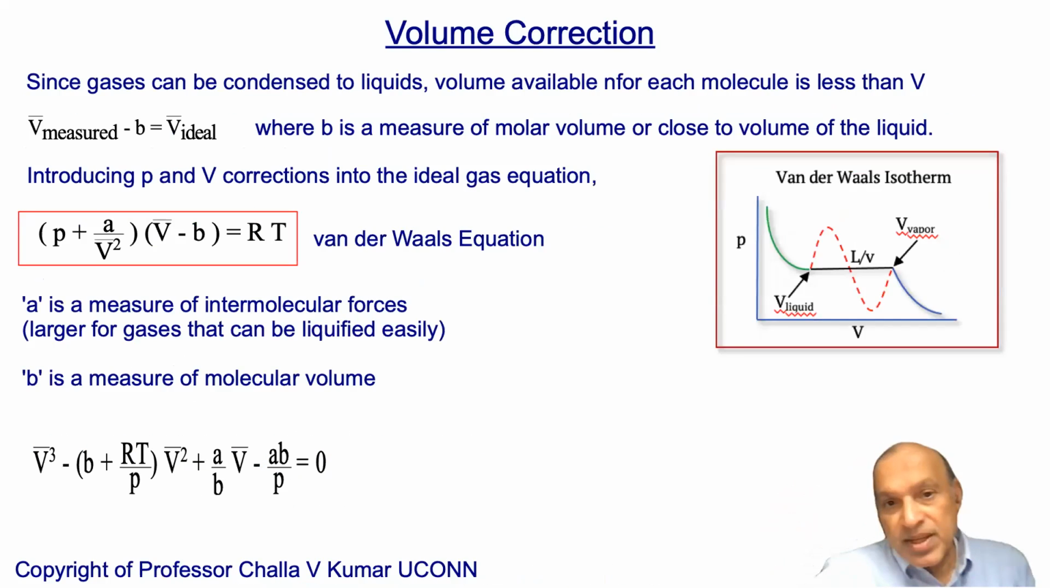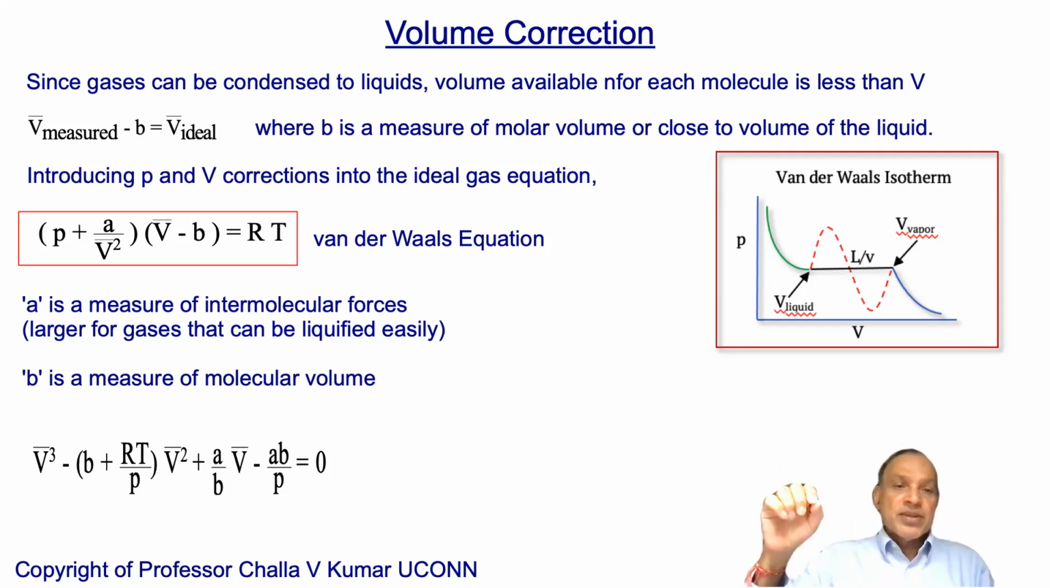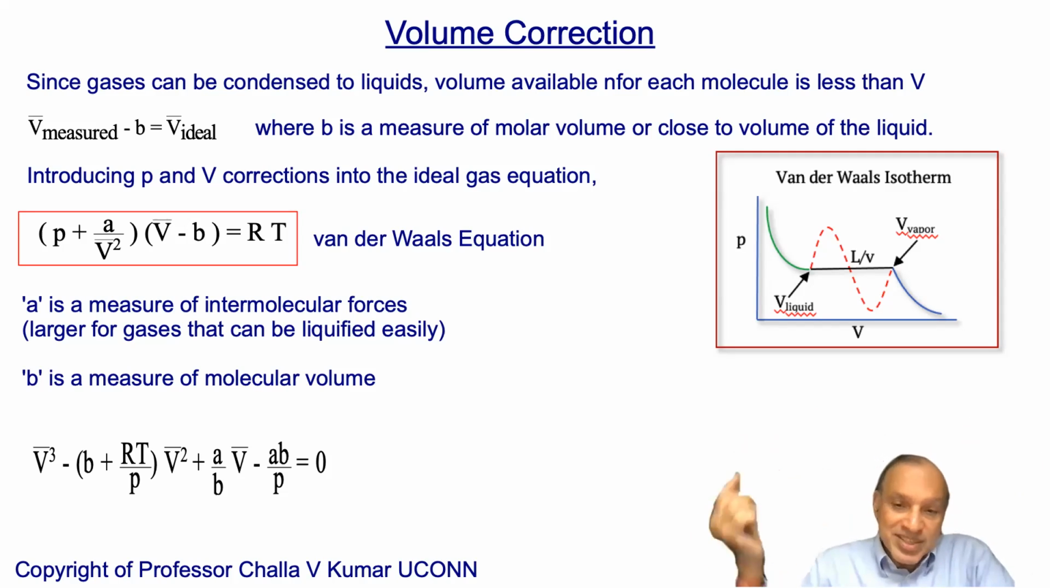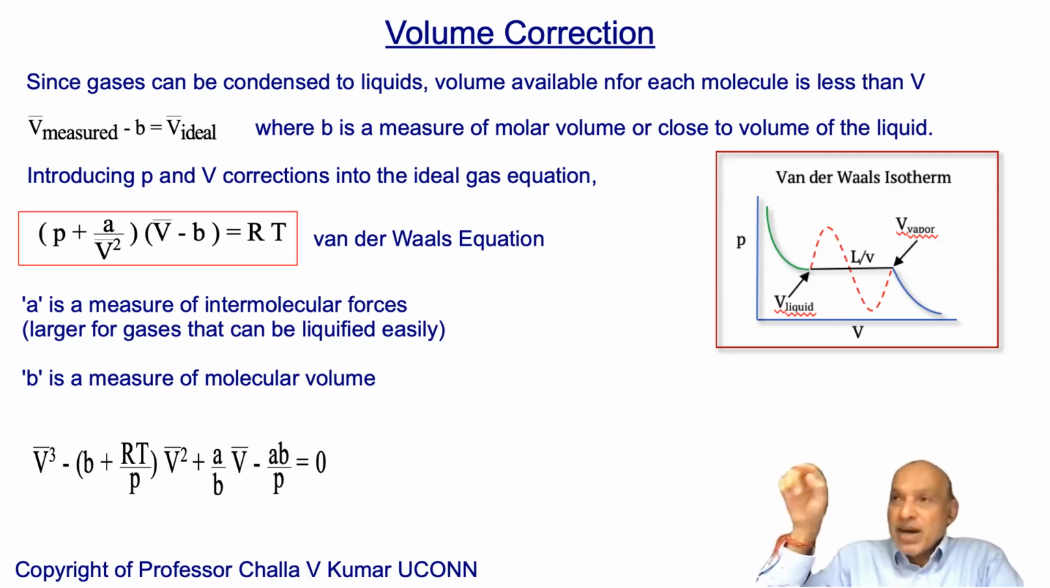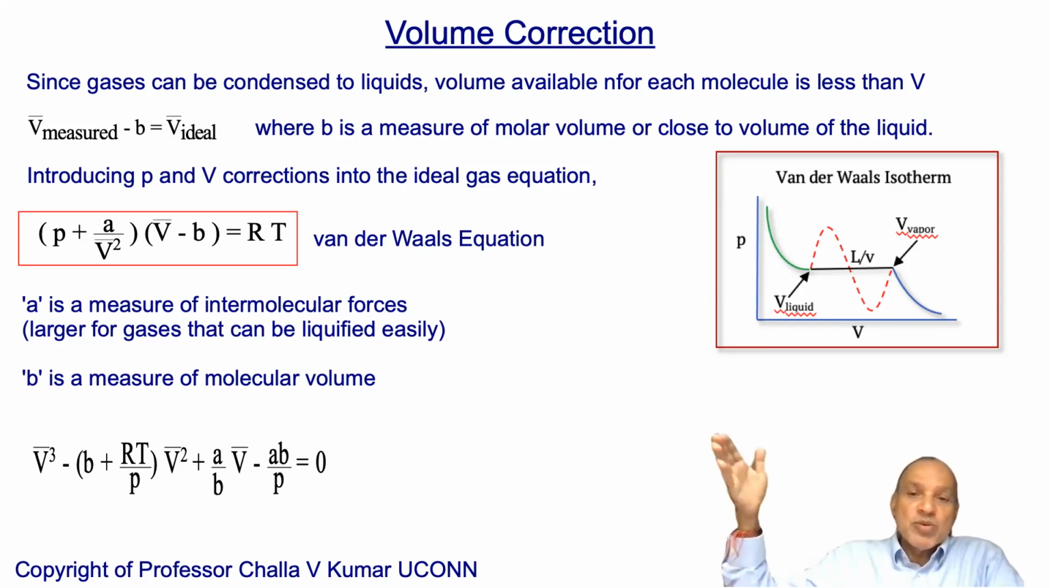The volume correction is next, and this is very easy. We already looked at it in sufficient detail. Since gases can be condensed into liquids, the volume available for each molecule is less than the volume of the container. For example, you start with an empty container and you put in the first particle. The first particle can occupy the entire volume of the container, so it can go here, there, and so on. But if you introduce a second particle, that second particle cannot occupy the entire volume because part of the volume is occupied by the first particle. So the total volume V minus the volume of the first particle is the volume available for the second particle. Similarly for the third particle, the fourth particle: as you put more and more particles into the system, less and less volume is available.